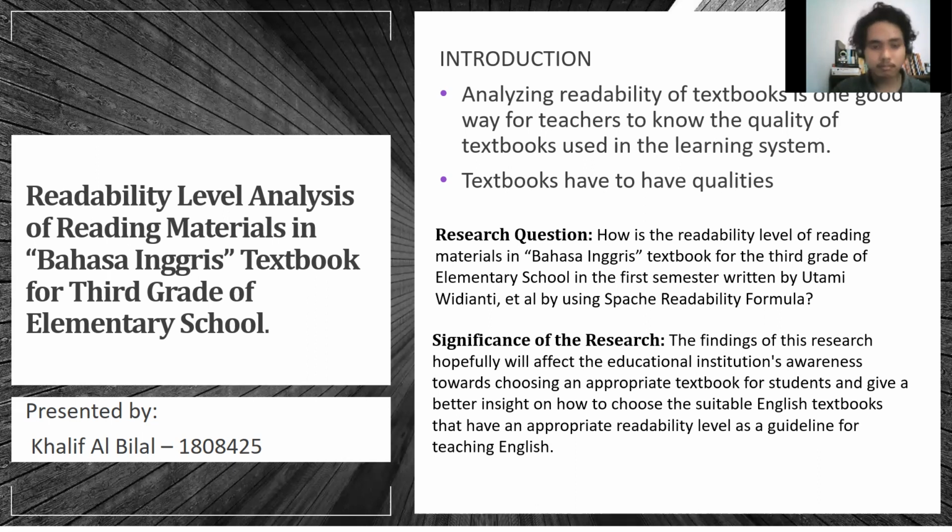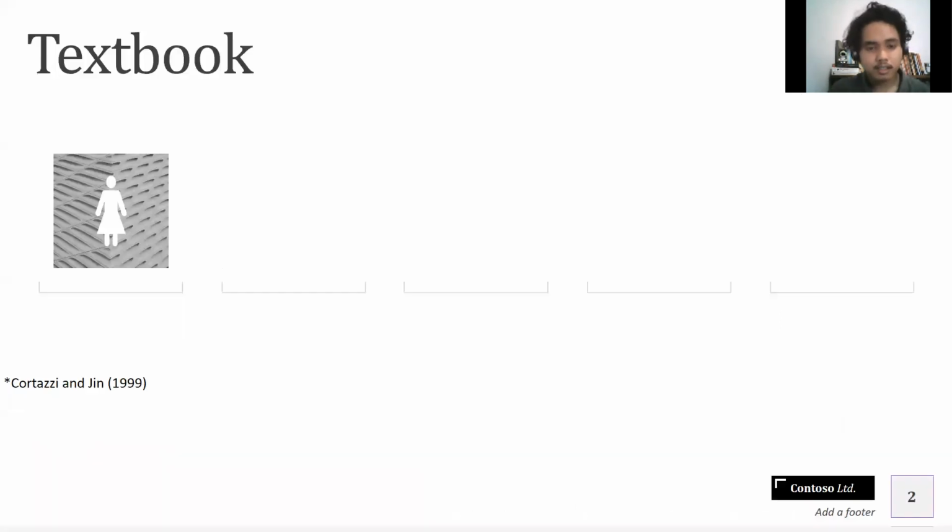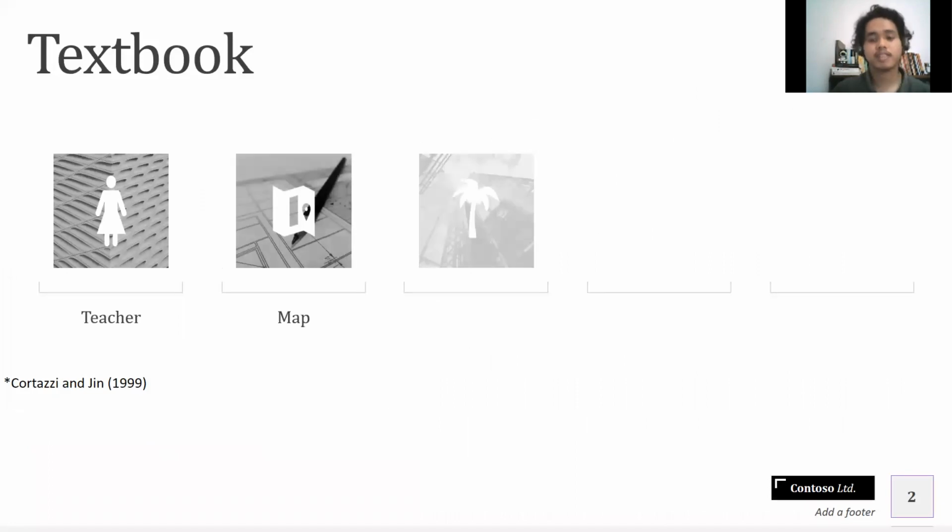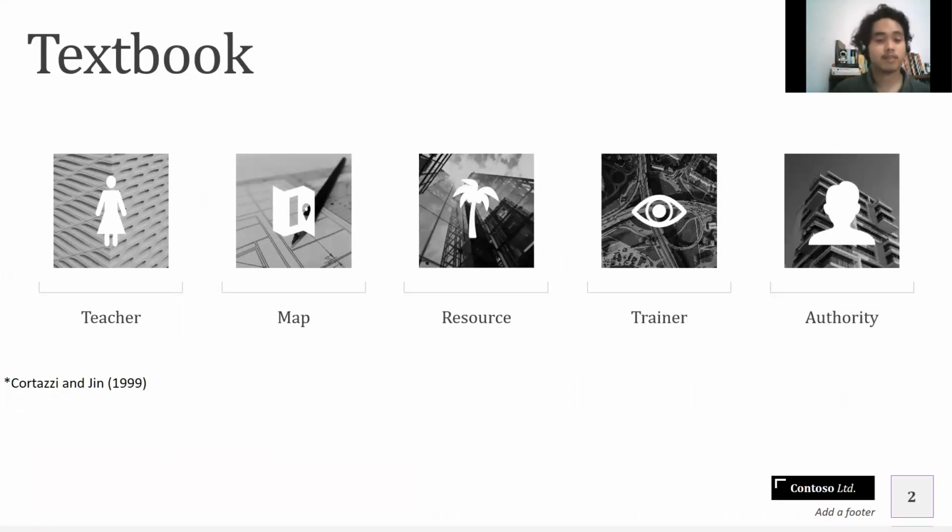Next, the textbooks. Cunningsworth in 1999 made a profound statement that textbooks have been referred to as first a teacher, second a map, third a resource, fourth a trainer, and fifth an authority. As a teacher, a textbook should give students relevant information about what is inside, like grammar and vocabulary. As a map, it shows an outline of linguistic and cultural elements as a structured program, and it guides students and teachers to follow the steps taken in previous lessons.